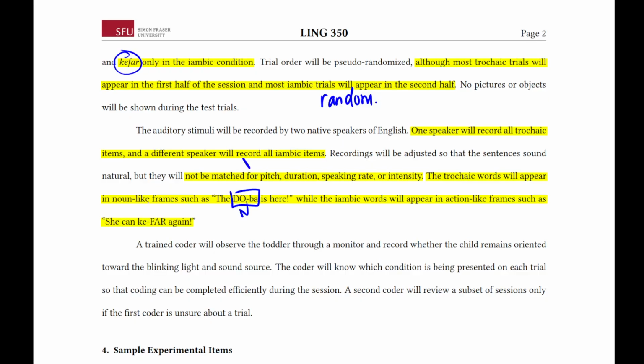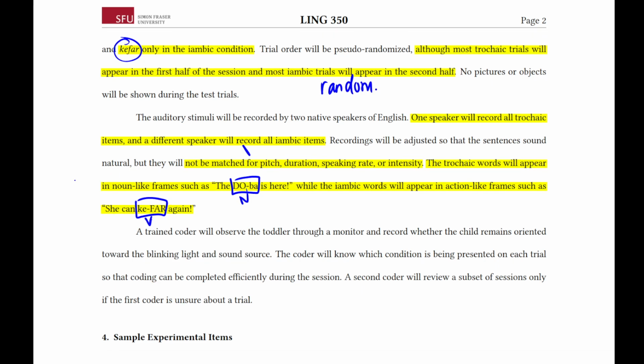Our dobas are nouns and our kafars are verbs. So we're basically not only changing stress, we're changing the speaker and we're changing the type of word that they are. And if these are English-speaking infants, now we know that they're going to respond to nouns more than they respond to verbs. Okay. They learn more nouns than verbs, especially at this age, at 18 months. If we go back to our list, that 11th to 19th month frame, the majority are still nouns.